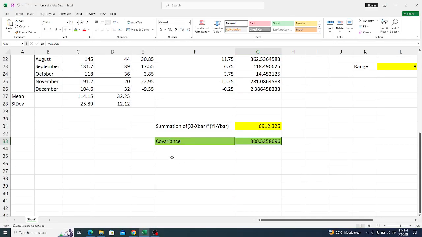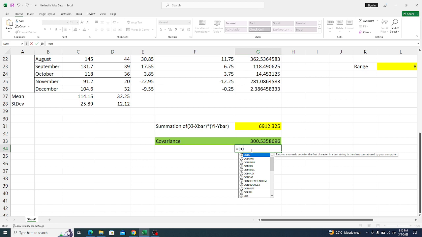Now let's confirm if our computations are correct. And how are we going to do so? We are going to use the Excel inbuilt function. In fact, we have two methods. We can use the inbuilt Excel function, or we can also use the data analysis tool pack, which we added yesterday. So let's do both. We are going now to compute covariance using the Excel inbuilt function.